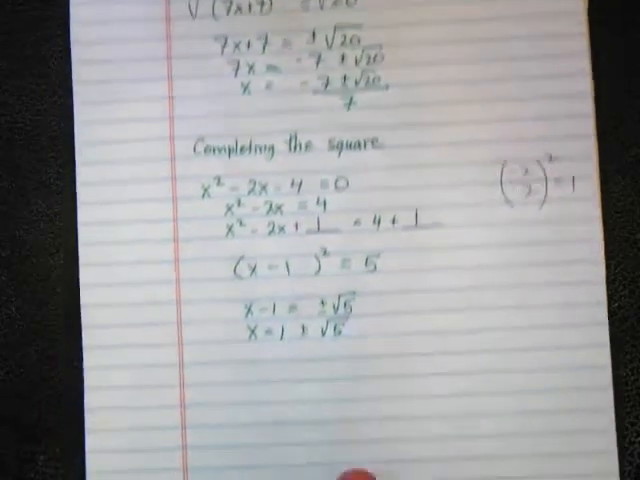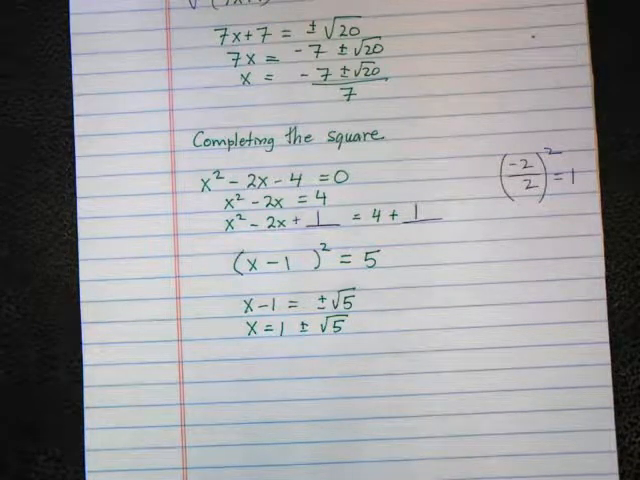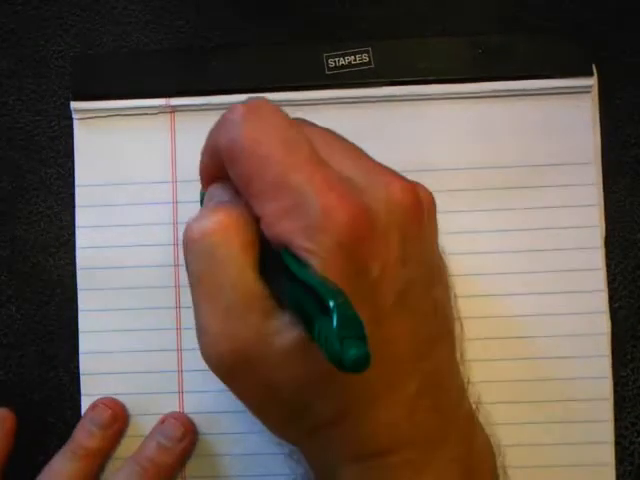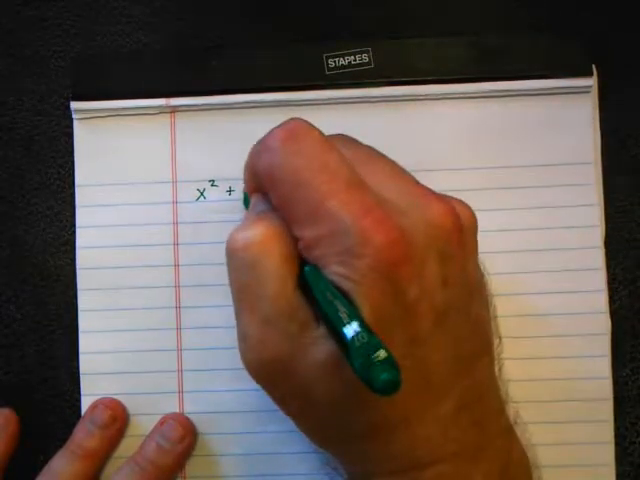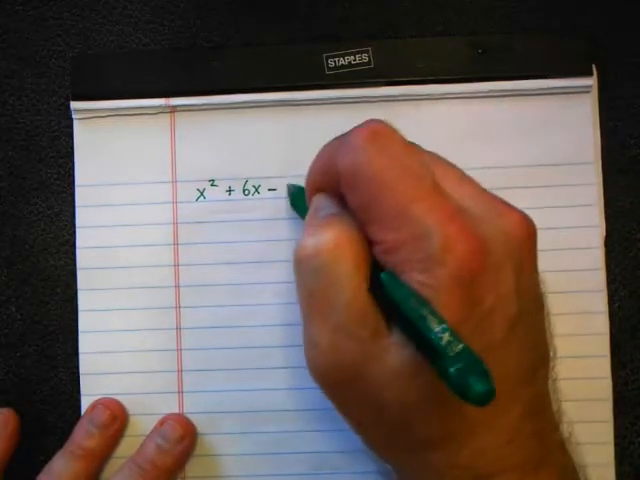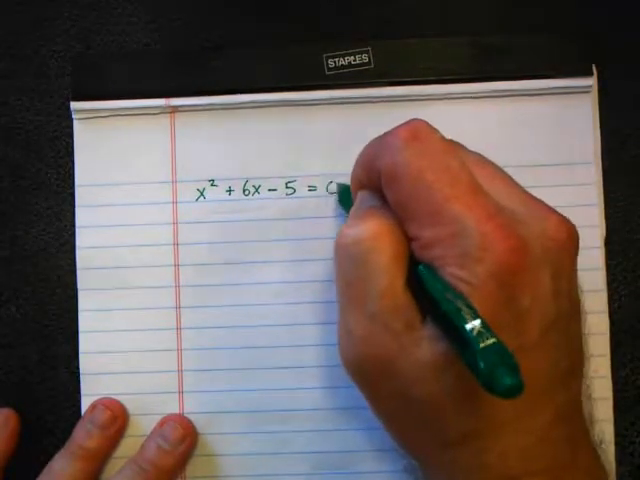Questions on that? All right, let's try another one then. X squared plus 6x minus, oh, too early, I wrote 5, equals 0.